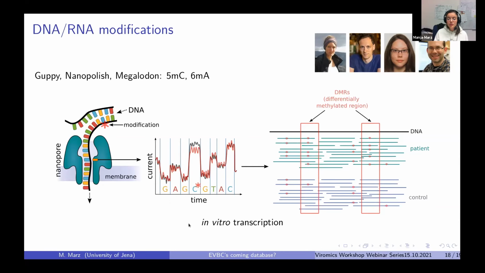And that's why we at the moment do a lot of different in vitro transcriptions, incorporating several modifications and try to learn how these modifications look in such a nice current plot, or they call it squiggle, and then trace it back to the modification. And hopefully that can be also of importance in the future and be part of a database. So let's see if that happens or not.